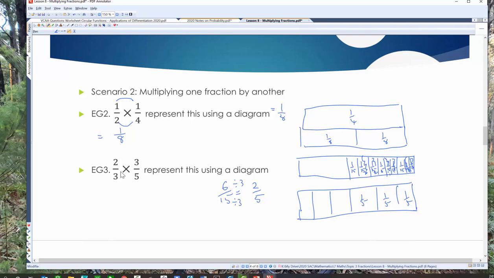How would we do that mathematically? Well, notice that we get 2 times 3, which is 6, and 3 times 5, which is 15, and if I divide by 3 and divide by 3, the answer is 2 on 5. So there's the same answer. Which one do you think is easier? I certainly think doing it this way rather than using a diagram is easier, but it's important to be able to draw a diagram so that you understand what's going on.